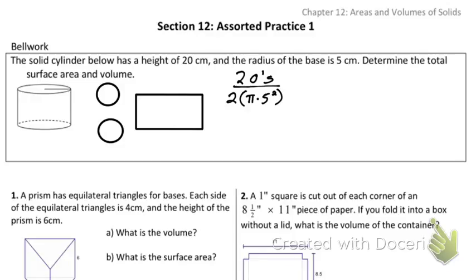So that'd be times 5 squared. 5 times 5 is 25. 25 times 2 is 50 pi. So my two circles area is 50 pi.